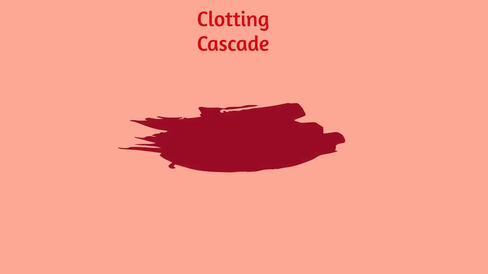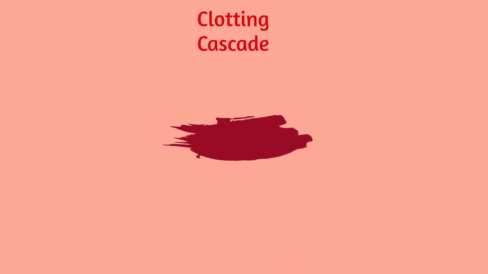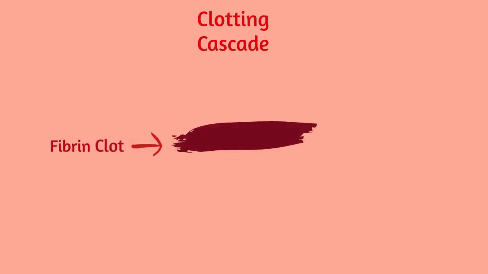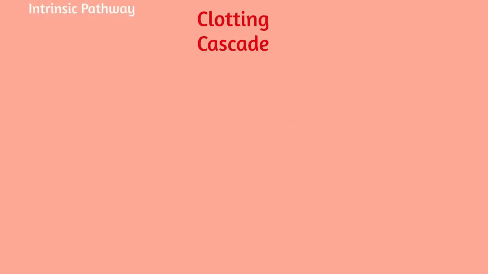When a tissue injury occurs in the body, bleeding starts. This initiates the clotting cascade, with the final result being a fibrin clot. There are two different pathways within the clotting cascade, the intrinsic and extrinsic. Let's first look at the intrinsic pathway. Factors 11, 12, 9, and 10 are included in the intrinsic pathway.